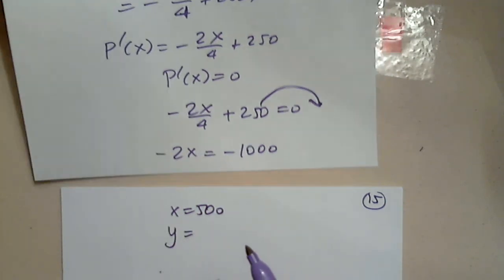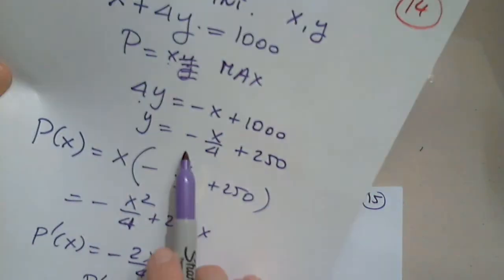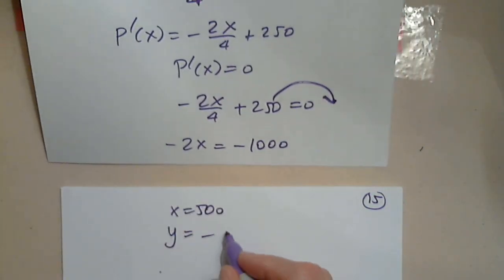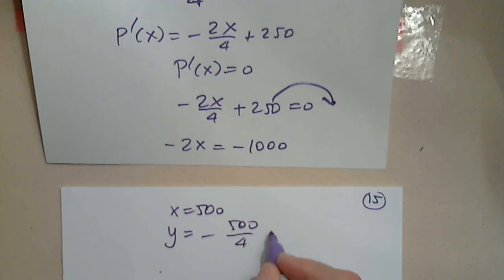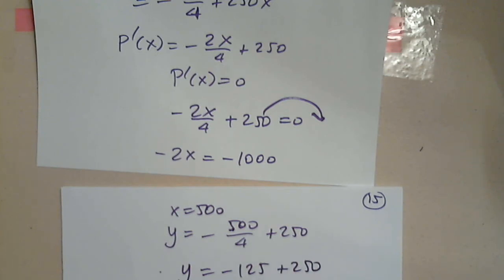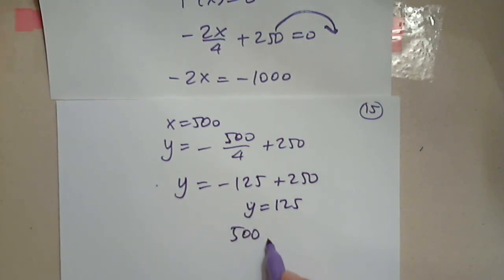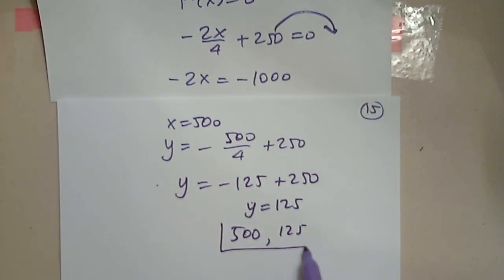The other positive integer, I replace x by 500 to find y. I have it right here. So it's negative 500 over 4 plus 250. So I simplify 250 over 2, 125. So y equals negative 125 plus 250, or y equals 125. So the numbers are 500 and 125.